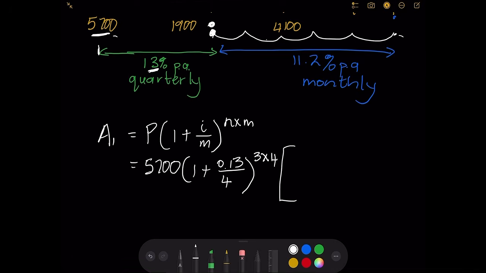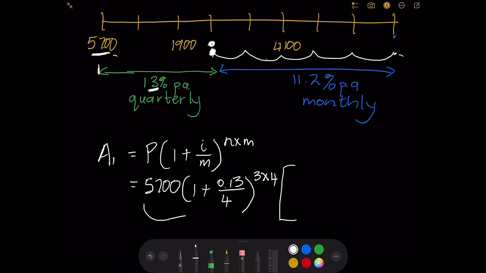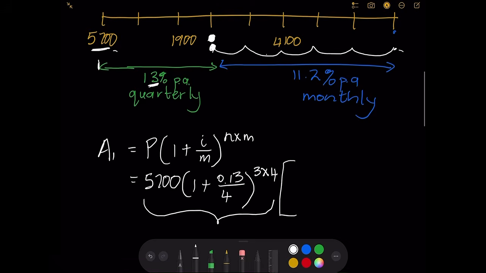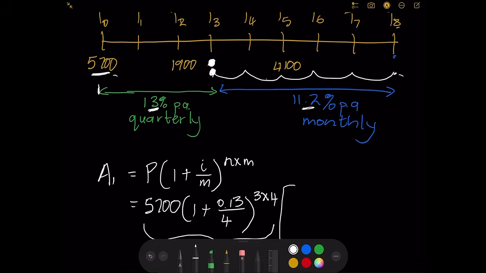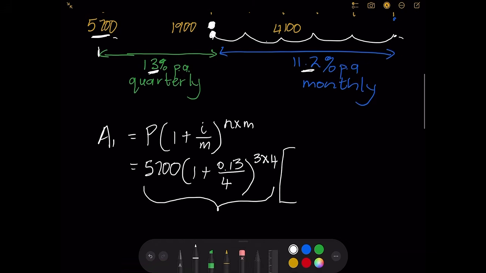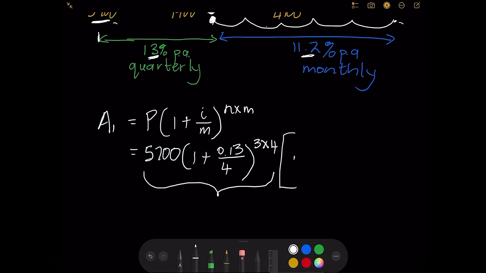Right, now, in this case, whatever amount I get here would now be the principal amount from year 3 up until year 8. So this principal amount will begin to accumulate interest at 11.2%. So that would be 1 plus 11.2%, that's 0.112. Now it's monthly. So this is going to be divided by 12.